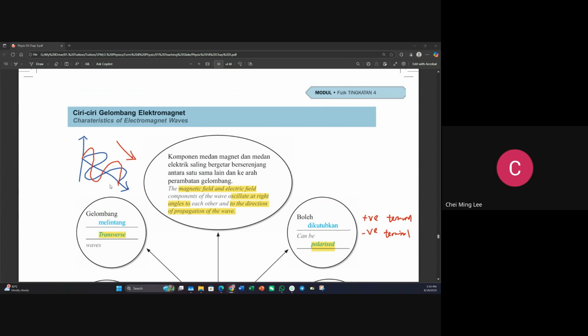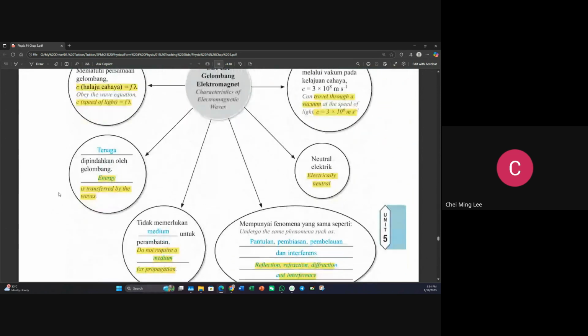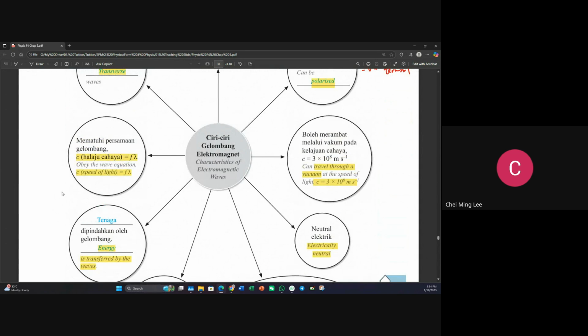Done. All right, so let's see the next one. The speed of light is c, which is c equals f lambda, and it can travel through a vacuum, with the speed of light c equals 3 times 10 to the power of 8. Okay, you jot down this one, then this one.